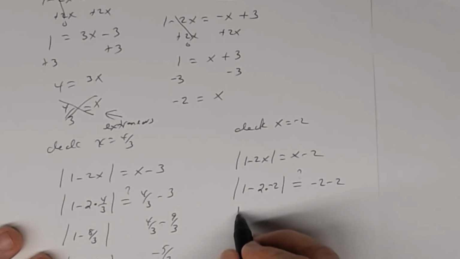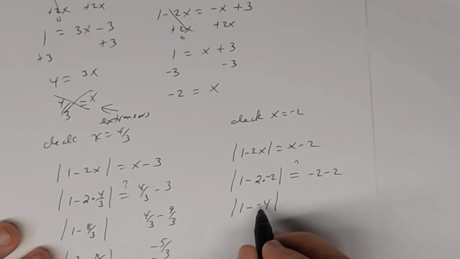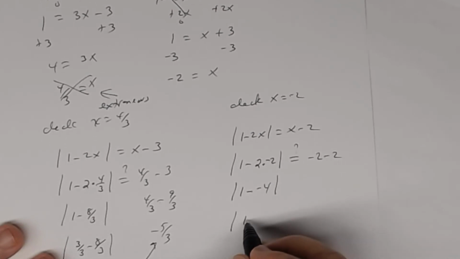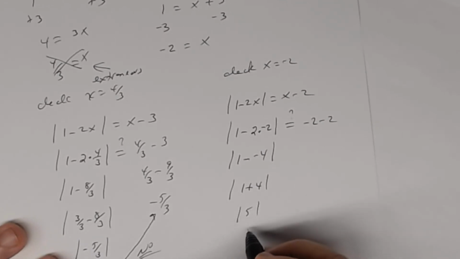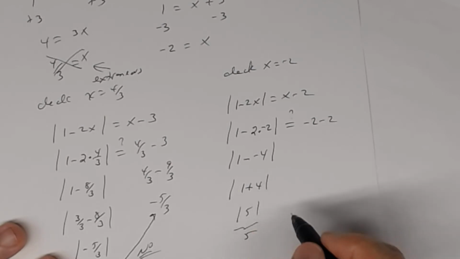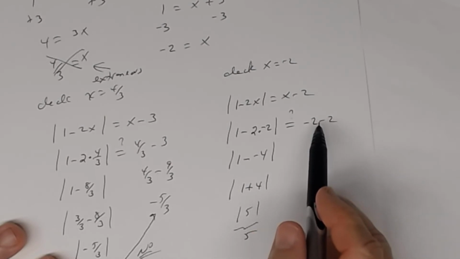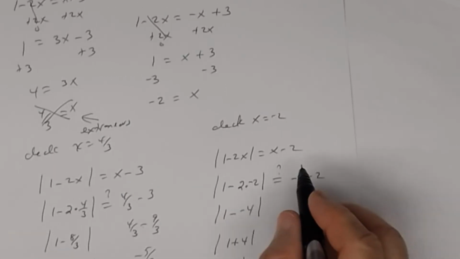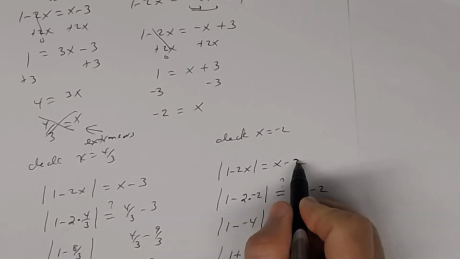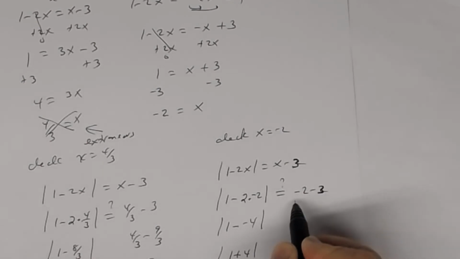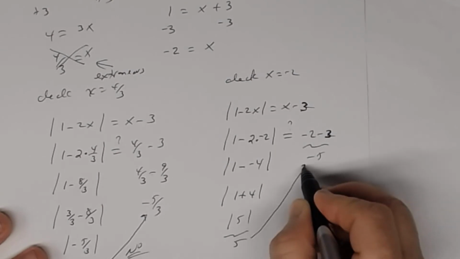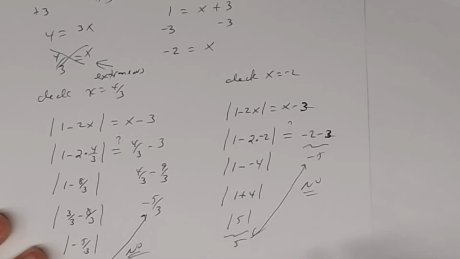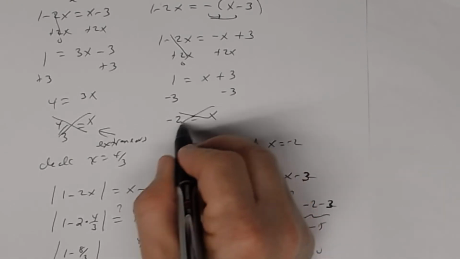All right, so I get the absolute value of 1 minus 2 times negative 2, which is a negative 4, right? 1 subtract negative 4 means 1 plus 4. 1 plus 4 is 5, and the absolute value of 5 is 5. Over here, I'm sorry, that's a 3 right here, excuse me. So negative 2 and a negative 3 is a negative 5, and notice 5 does not equal negative 5. And so this is extraneous as well.